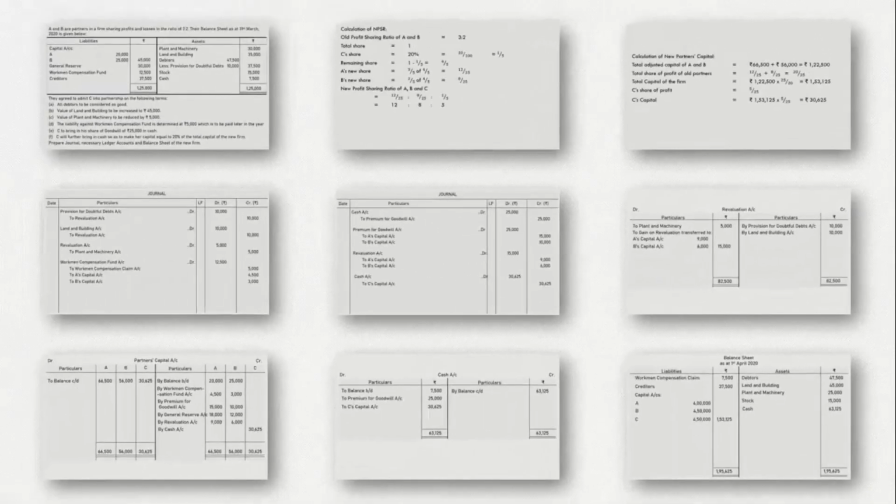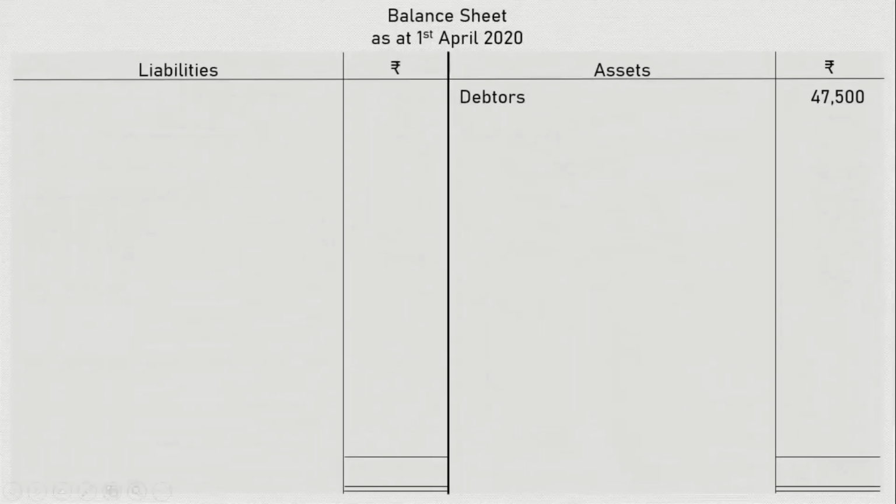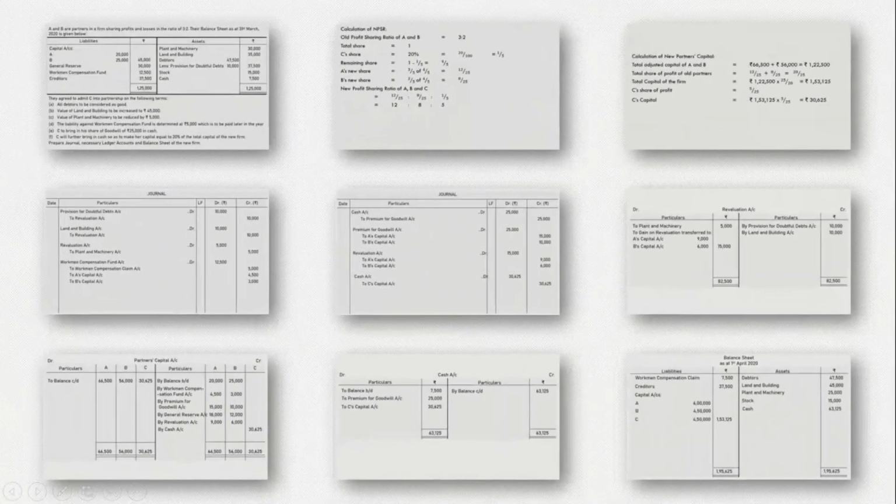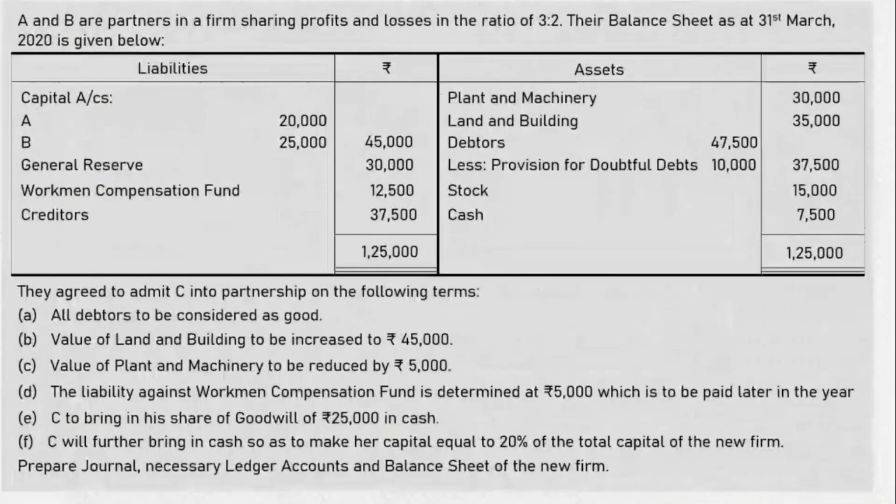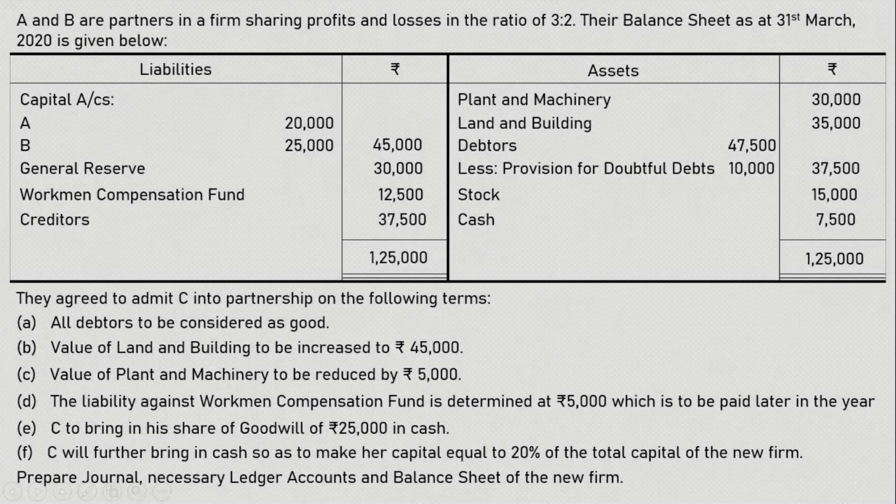Then let's go to balance sheet. We remember that once an entry is made, we will complete it everywhere. Land and building 45,000. That is 35,000 plus 10,000. And you can write that in bracket also if you want. Next, value of plant and machinery to be reduced by rupees 5,000.